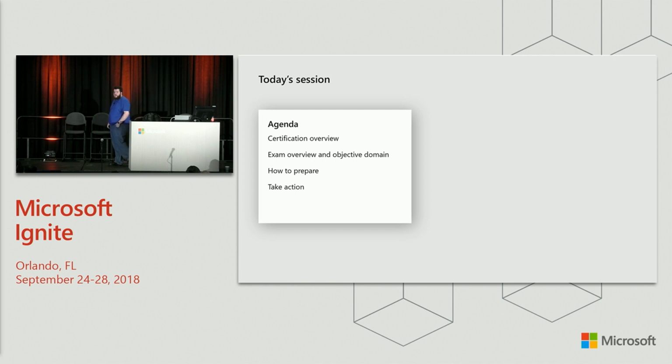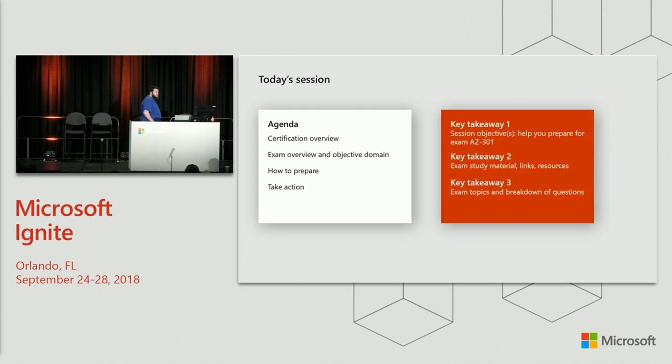So the idea here today is that we're going to do an overview of the certification, go through the objectives for this specific exam. This is AZ-301. We just talked about 300 in the other session. Go through how to prepare, what those objectives look like, what the topics on the exam are, and then what actions you can take away to be able to go study and prepare to pass this exam.